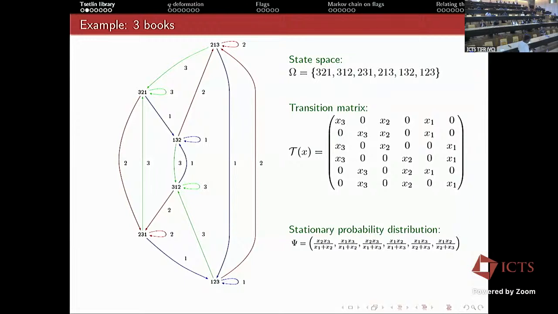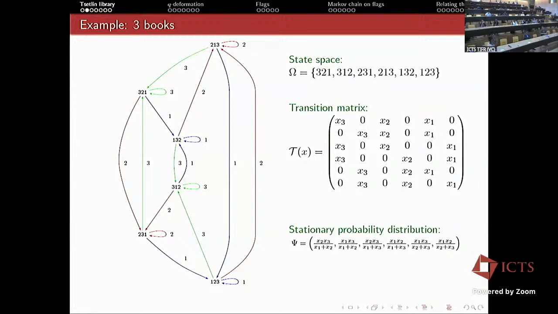Since you may not all be familiar with probability, let me tell you what is going to happen in general. You keep picking books, putting them back, etc. In the long time limit, each configuration in your state space, in this case permutations, is going to have a certain probability of being seen. Because this is a finite state Markov chain, by some general abstract nonsense, this will be a rational function of the xi's. And in general, there is no reason to expect it to be something nice.